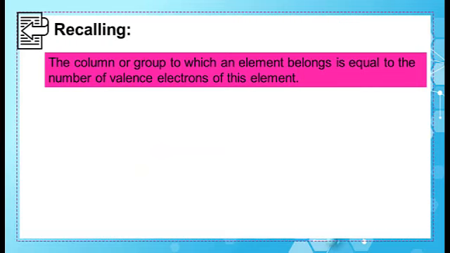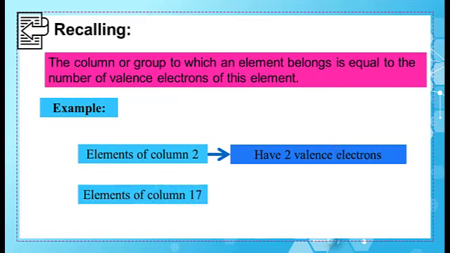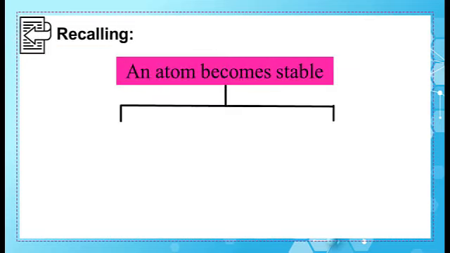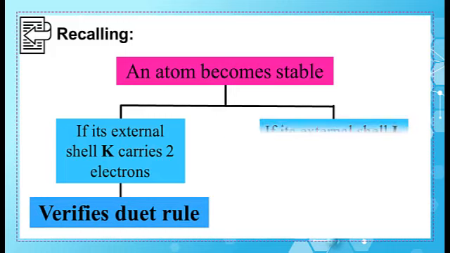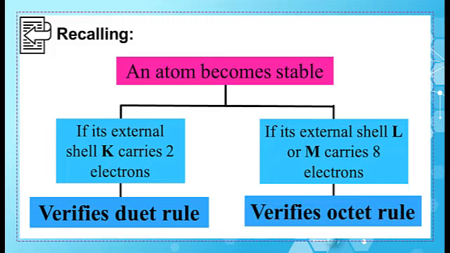And the column or group to which an element belongs is equal to the number of valence electrons of this element. Let's take an example. Elements of column 2 have 2 valence electrons, while elements of column 17 have 7 valence electrons. And an atom becomes stable if its external shell K carries 2 electrons, and this verifies the duet rule, or if its external shell L or M carries 8 electrons, and this verifies the octet rule.